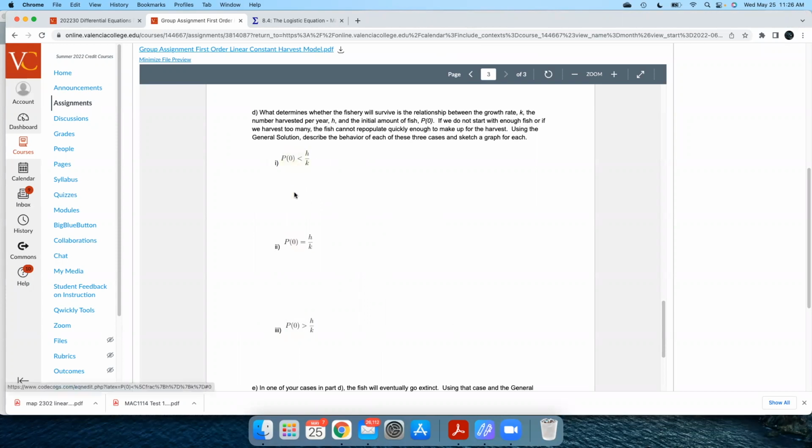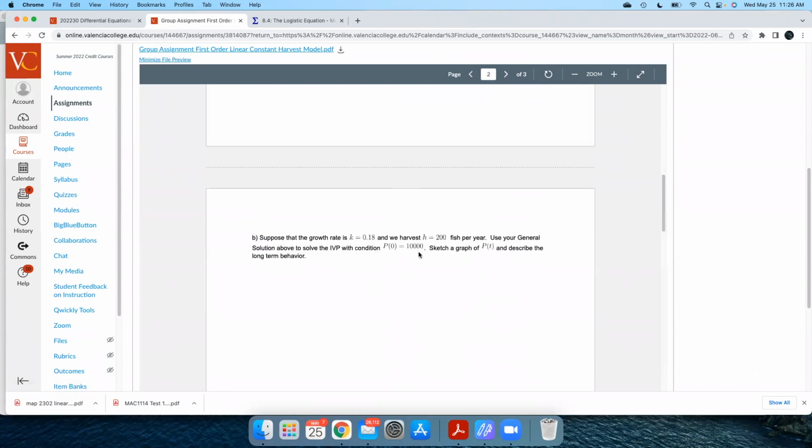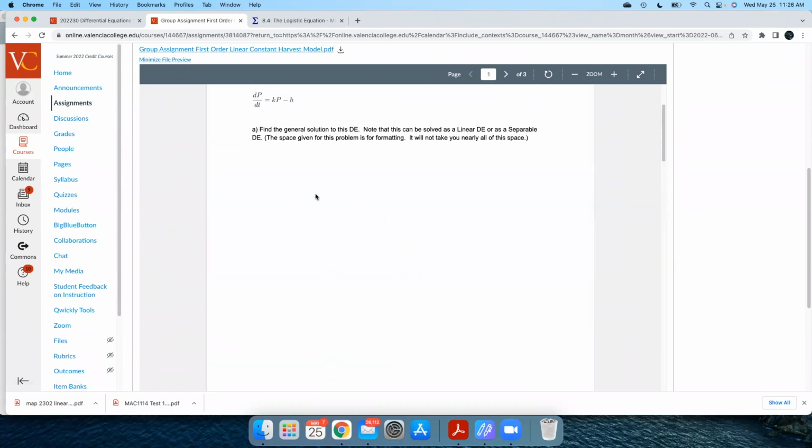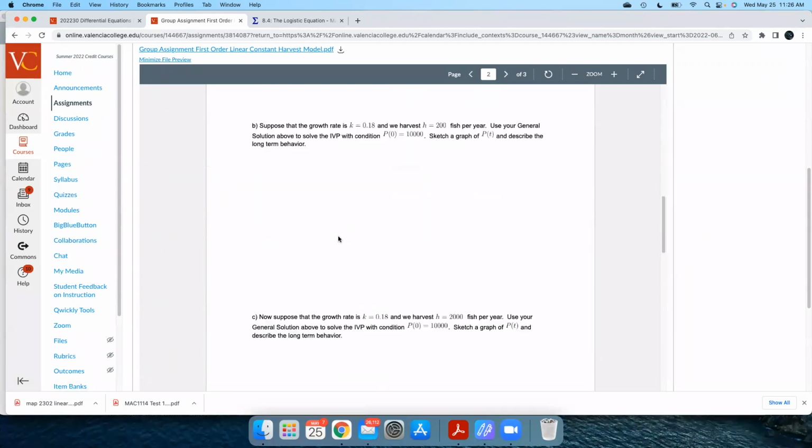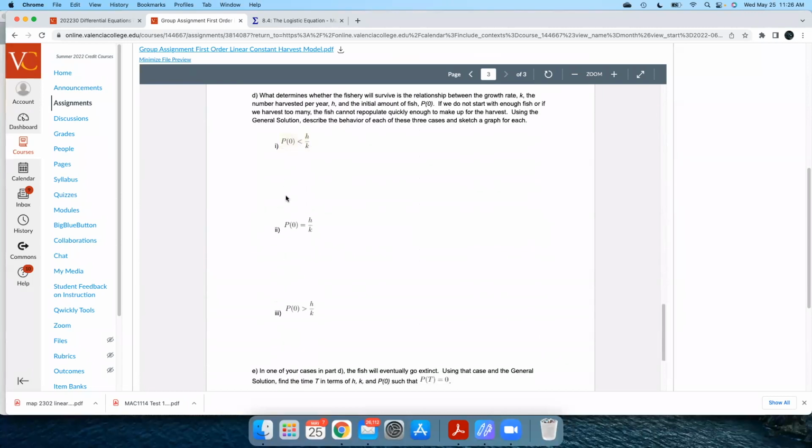So you're going to look at all three of these scenarios, look at your general solution that you get up here, and deduce what these behaviors have to do long term, and sketch graphs here. Again, labeled graphs.